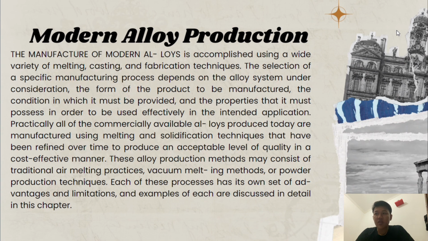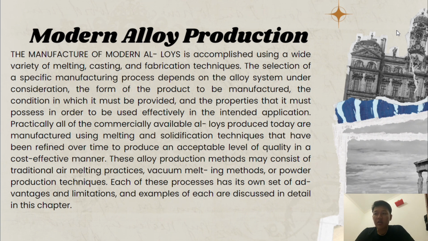Modern alloy production. The manufacture of modern alloys is accomplished using a wide variety of melting, casting, and fabrication techniques. The selection of a specific manufacturing process depends on the alloy system under consideration, the form of the product to be manufactured, the condition in which it must be processed, and the properties that it must possess in order to perform effectively in the intended application.